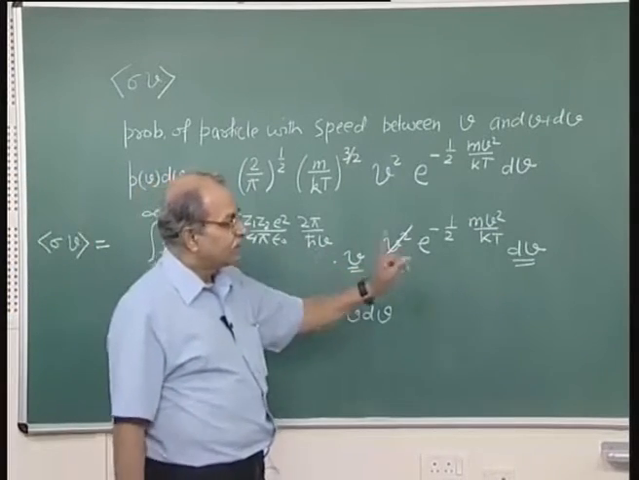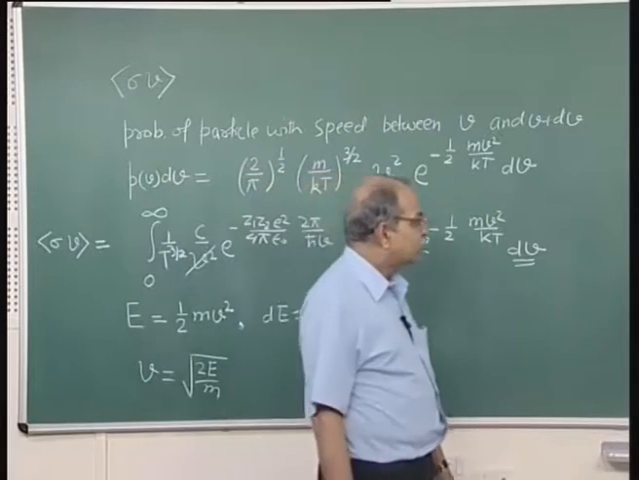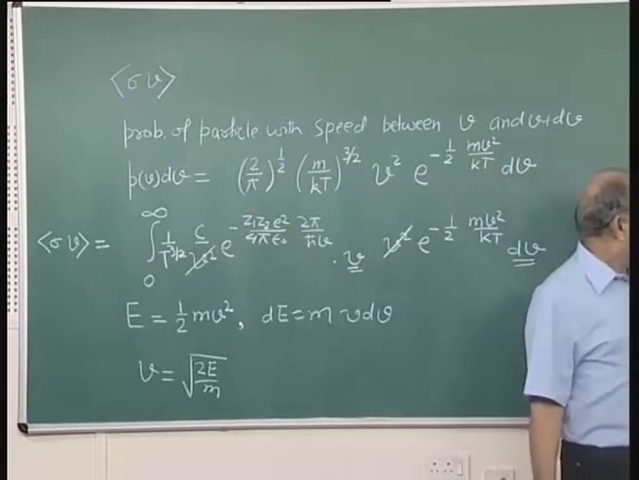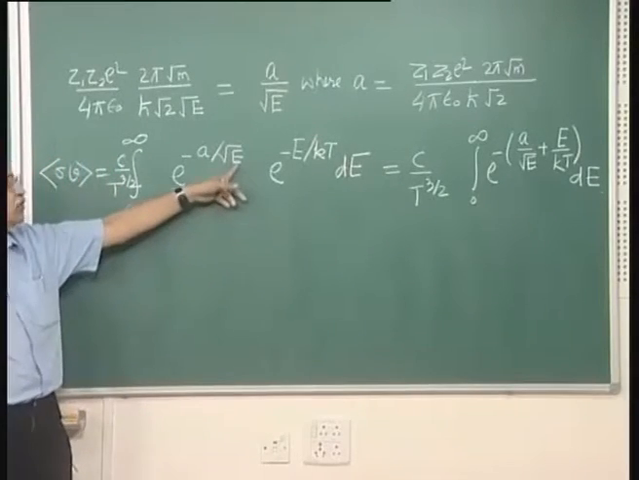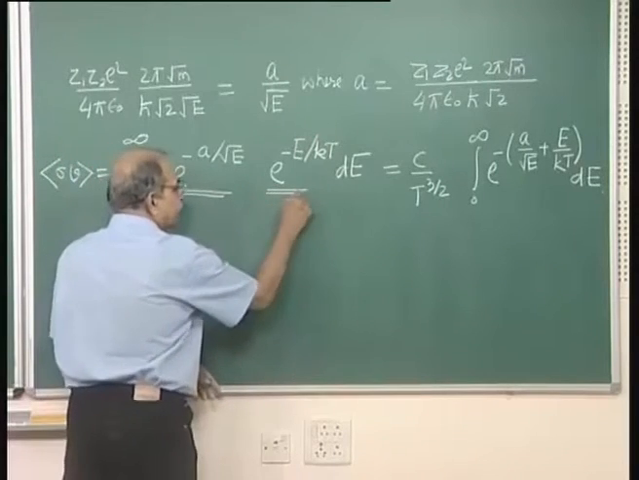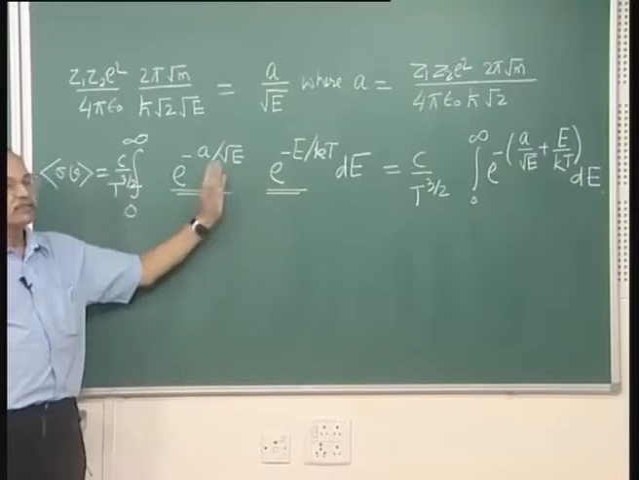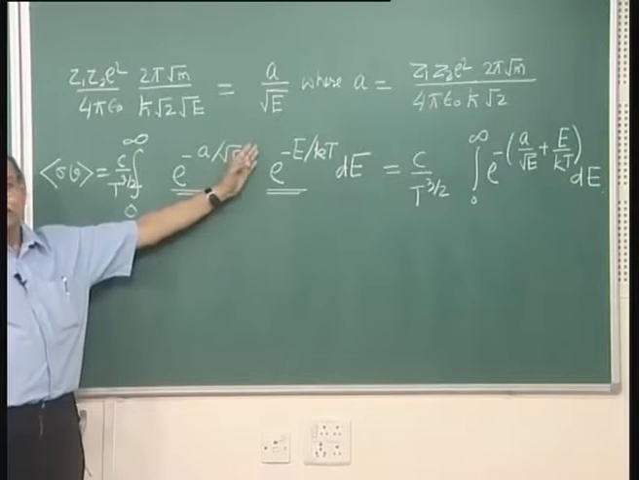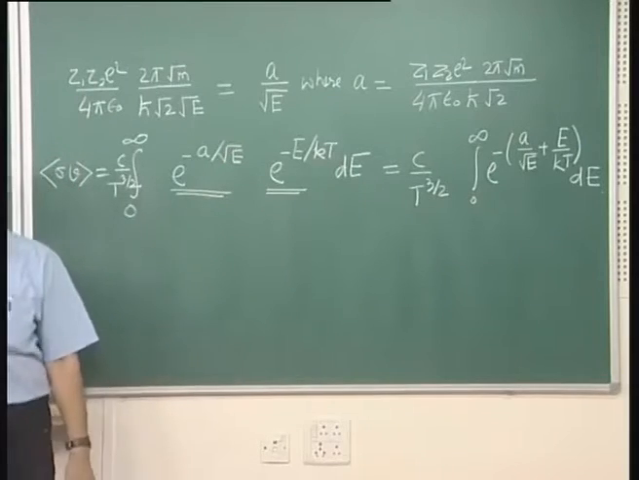We will see on our Excel sheet on the computer. What I will be doing? I will show you separately how this factor changes as E goes from 0 to infinity, and how this factor changes as E goes from 0 to infinity, and how the product changes as E goes from 0 to infinity. So, let us go to the Excel sheet.